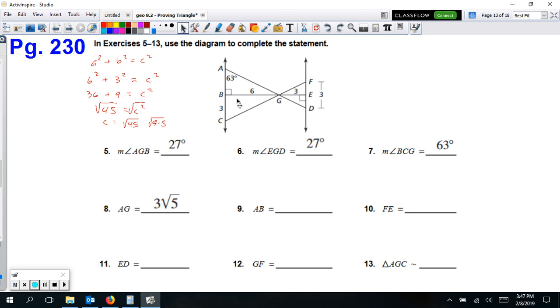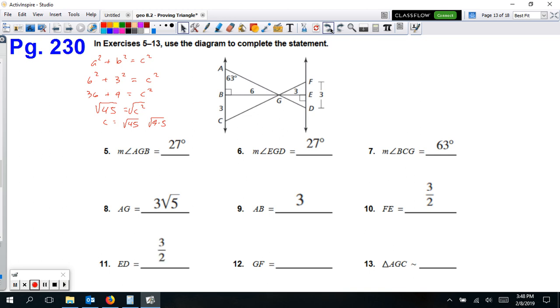Finding AB, we already found that because we needed to use it. Maybe they should have put that one first, but it's going to be 3 because it's the same as this side over here. For FE, we're looking for this piece right here. If this whole thing is 3, then FE is half. Each of these are congruent to each other, so they're half of each other. It's just going to be 1.5, or 3 over 2 as a fraction. For ED it'll be the same exact thing, also 3 over 2 or 1.5.